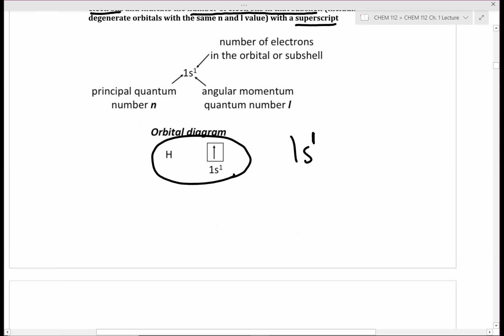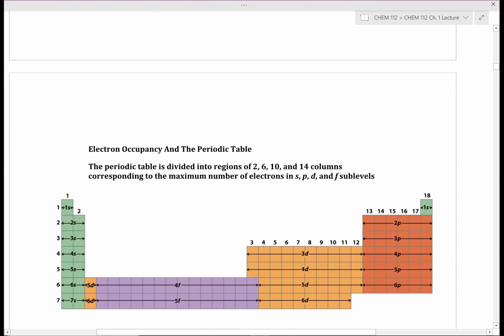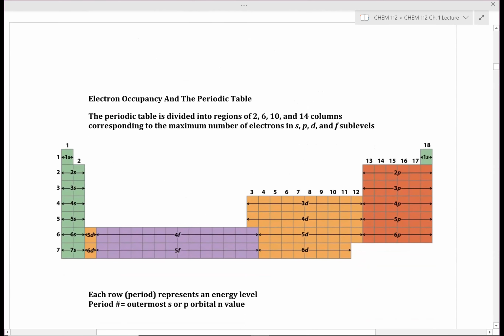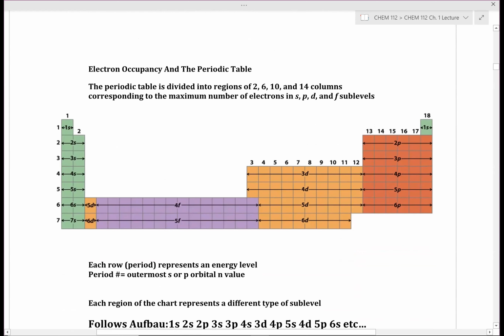Okay, let's try a more interesting method of writing electron configurations. Let's take a look at the periodic table with this idea of subshells. The periodic table itself is divided into regions of 2, 6, 10, and 14 columns. Now, why are these numbers so significant? Well, if we look at the left-hand side of the periodic table, we see a region containing 2 elements in each row.